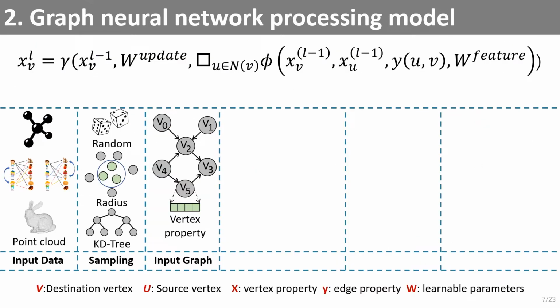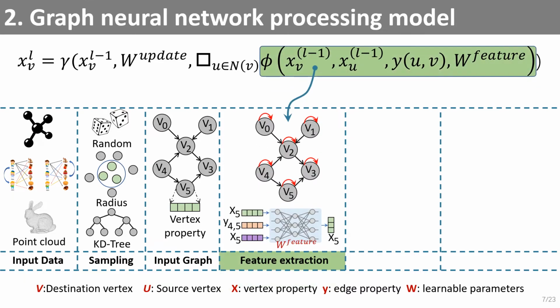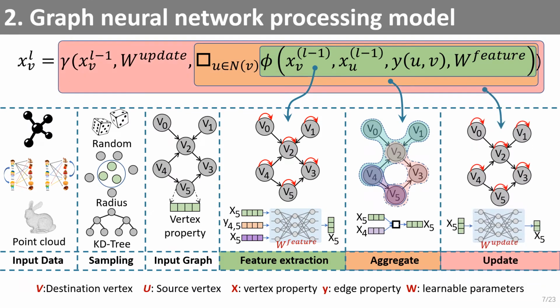GNN algorithms are different in terms of architecture and target applications. We notice that they share common computing patterns. Thereby, in order to cover most GNN models, we build a unified graph neural network processing framework, which includes 3 main stages: feature extraction, aggregate, and update.